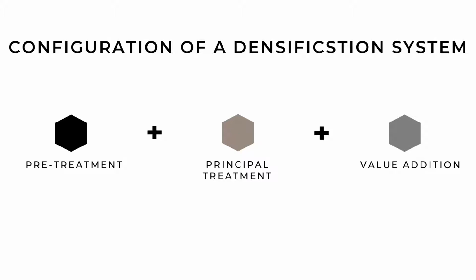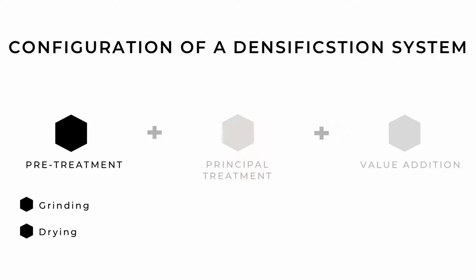Like any other process, densification is composed of 3 steps: pretreatment, principal treatment, and value addition. Pretreatment of the raw biomass includes grinding, which is the mechanical fragmentation of raw material by crushing machines, drying of the crushed materials when the moisture content is too high for briquettes production, and preheating, which improves the efficiency of the principal treatment.